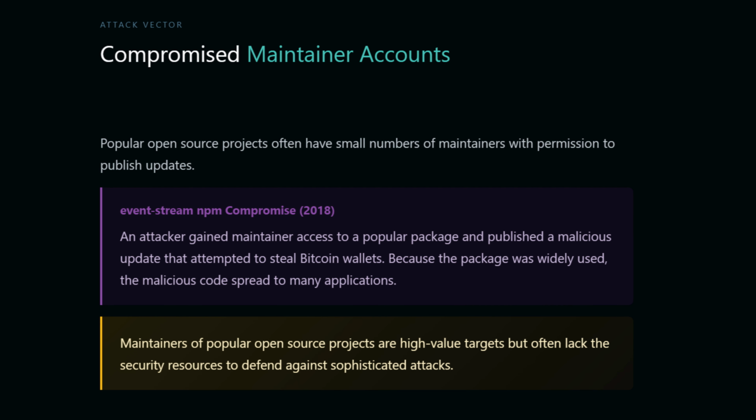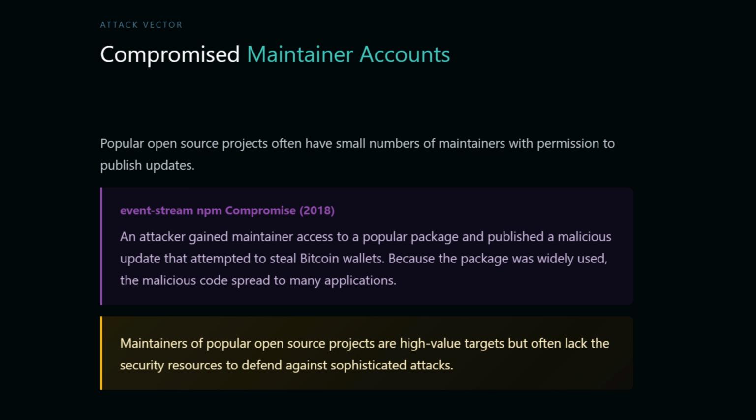Popular open source projects often have small numbers of maintainers with permissions to publish updates. Attackers target maintainer accounts through phishing, credential theft, or social engineering. Compromising a maintainer account allows the attacker to publish malicious updates to legitimate packages that thousands of projects depend on.